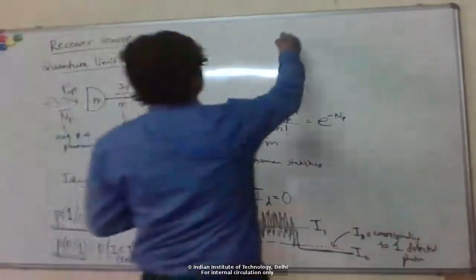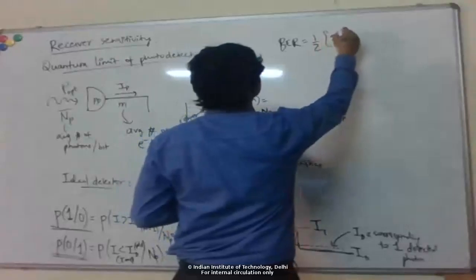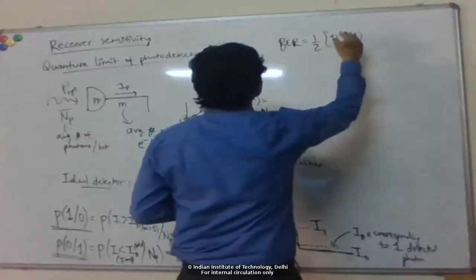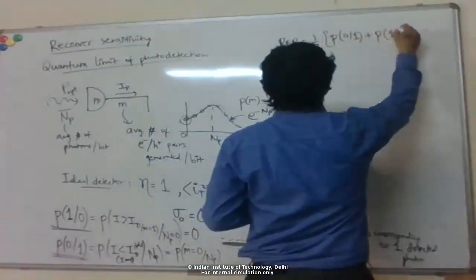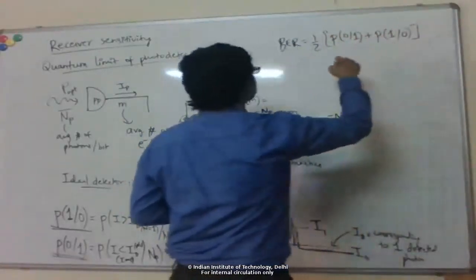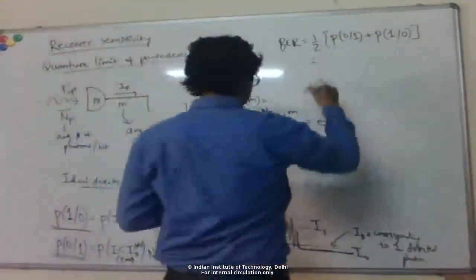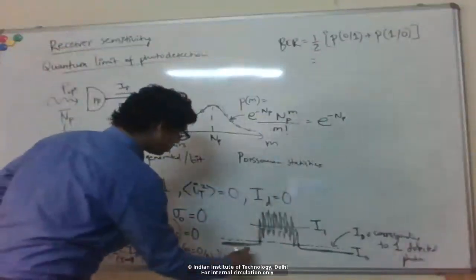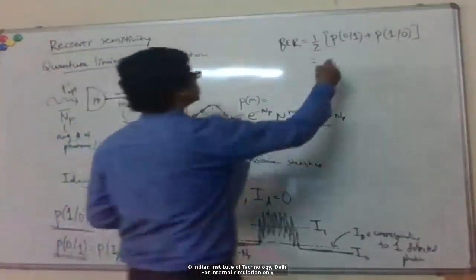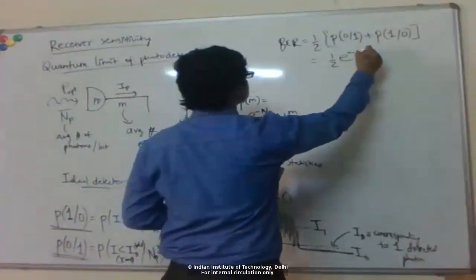Okay, so now again, the bit error rate is the average of the errors of this, that it detects 0 given 1, or detects 1 given 0. And you saw one of them is just 0, and the other one is just e to the minus NP. So this is just e to the minus NP by 2.